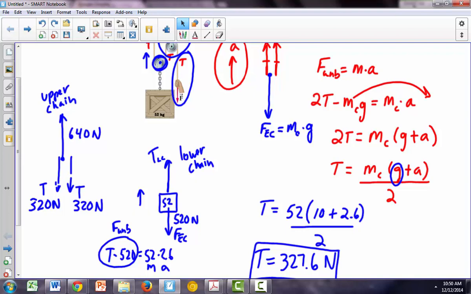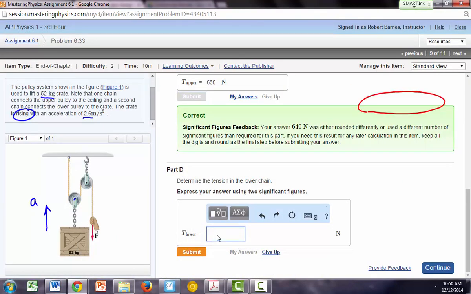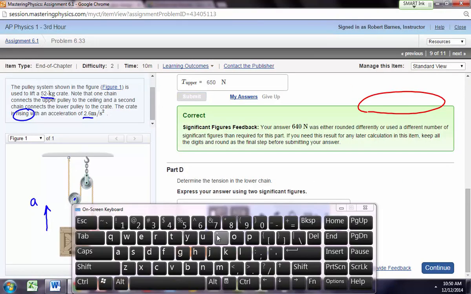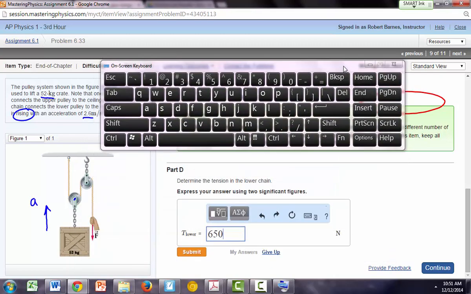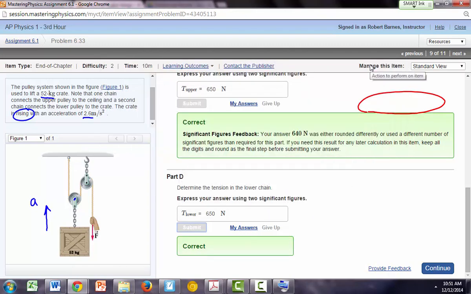Yeah, 655.2, that's using 10, so the actual number using 9.81 would be a little bit less. So the tension in the lower chain is 650. Okay. All right, hopefully that made sense to you. Now I'm going to do the next problem on a different screencast.